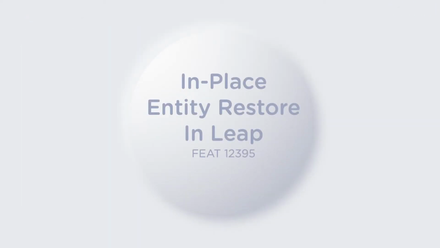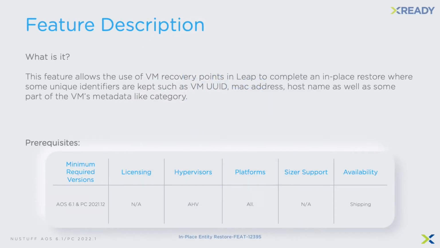Welcome to the new stuff training on FEAT-12395, in-place entity restore with recovery points and Leap for AHV. This feature allows the use of VM recovery points to complete an in-place restore as opposed to a clone restore. By doing it this way, we are retaining the unique identifiers for the virtual machine, as opposed to the previous way of cloning, where essentially a new MAC address and a new VM UUID are created, and categories are not kept. As far as prerequisites, AOS 6.1 and PC 2021.12 are the minimum required versions.